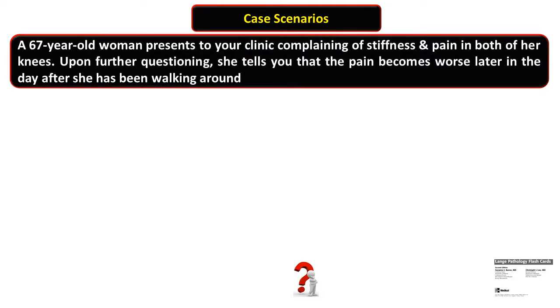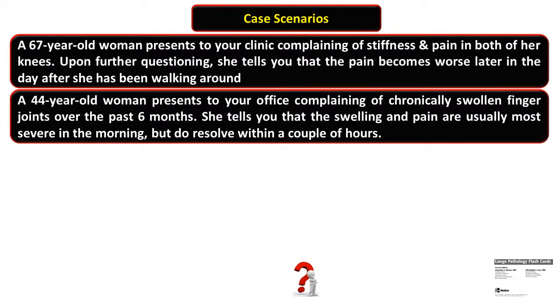First one is a 67 year old woman who presents to your clinic complaining of stiffness and pain in both of her knees. Upon further questioning, she tells you that the pain becomes worse later in the day after she has been walking around. Then there is another case of a 44 year old woman who presents to your office complaining of chronically swollen finger joints over the past 6 months. She tells you that swelling and pain are usually most severe in the morning but do resolve within a couple of hours.